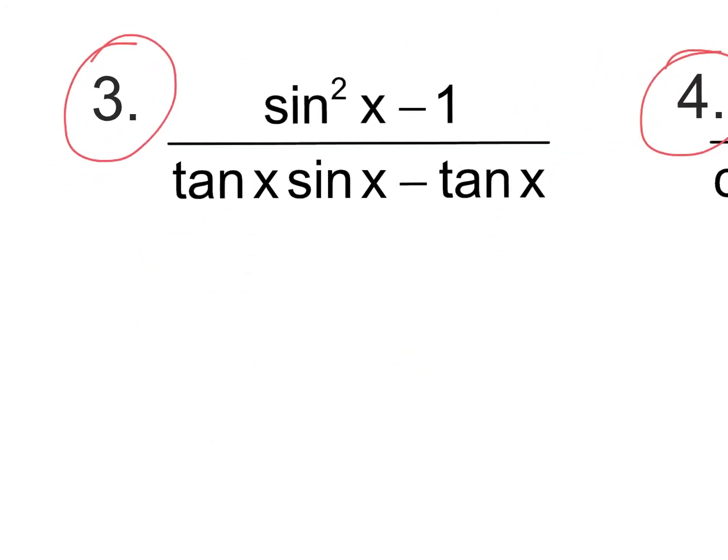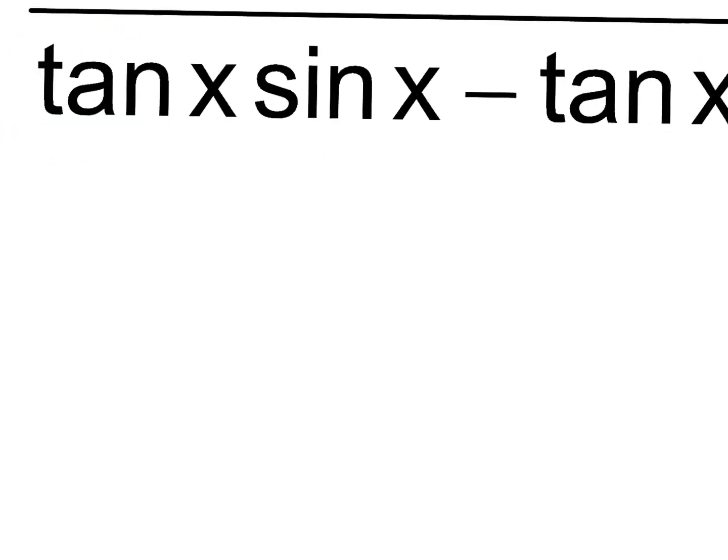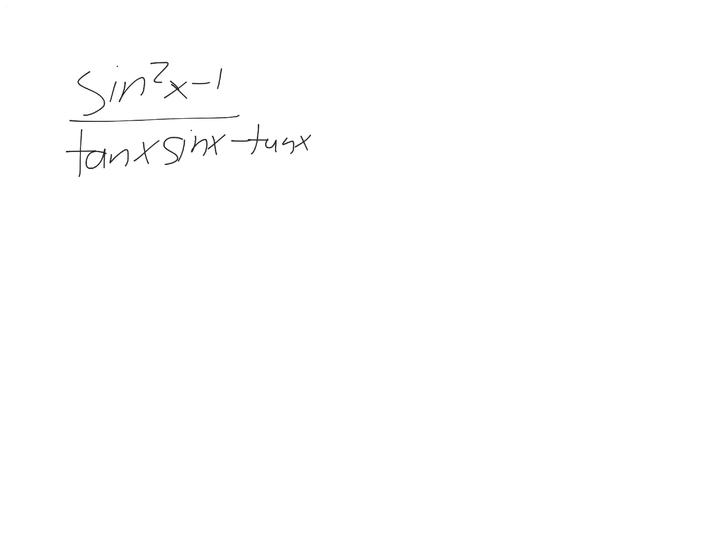So we'll start with number 3. Sine x squared minus 1 over tangent x times the sine x minus the tangent x. I'm going to zoom in super far so I give myself plenty of space to work with. And we're going to start off with what's given to us. The sine squared of x minus 1 divided by my tangent of x times my sine of x minus a tangent of x. And that's just given to me.